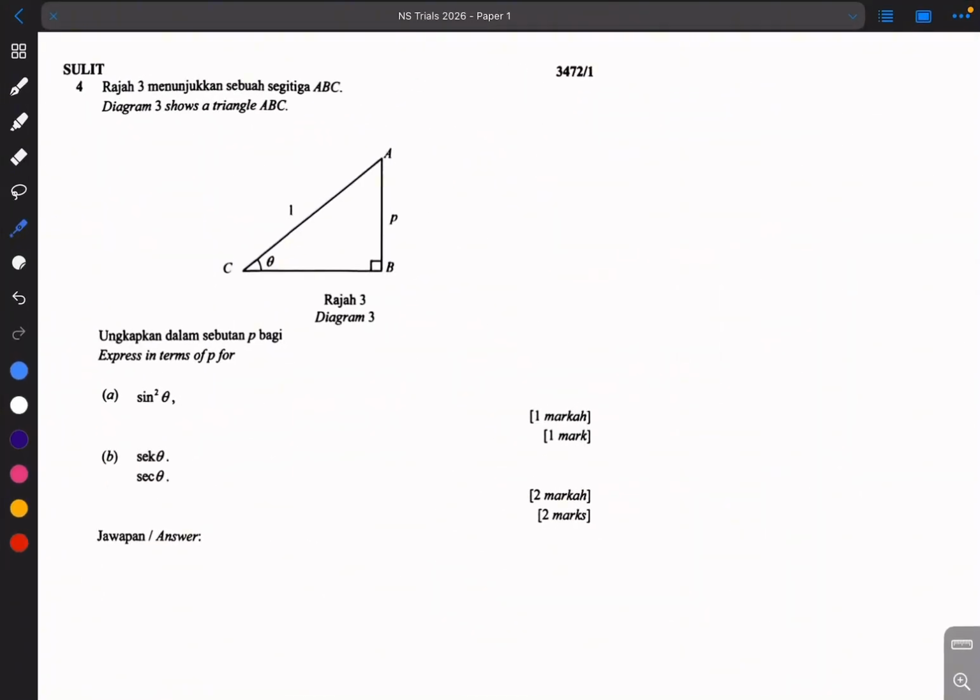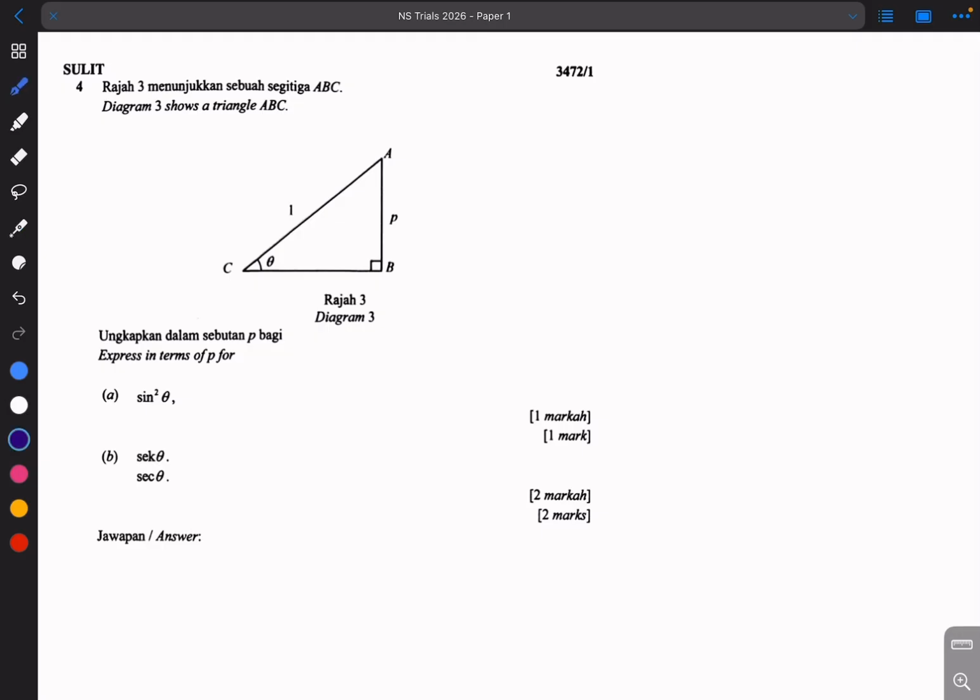Question 4. Diagram 3 shows a triangle ABC. So this is a right angle triangle. They gave us the length of AC and the length of AB, but they never give us the length of BC. Then they want us to find trigo values basically.